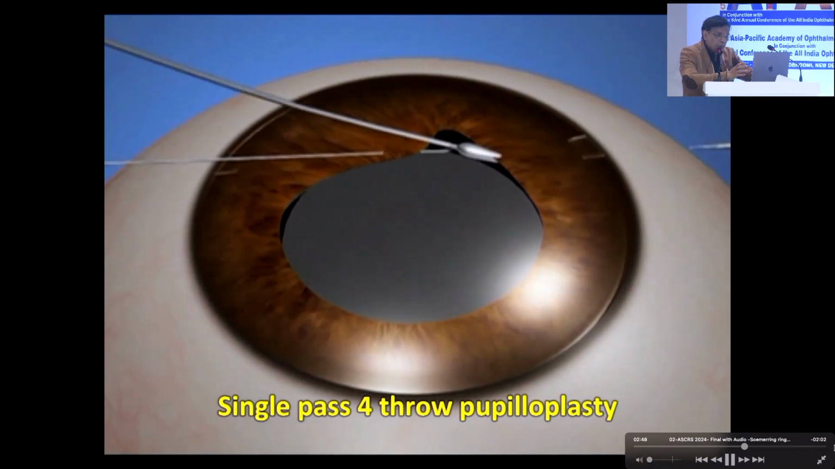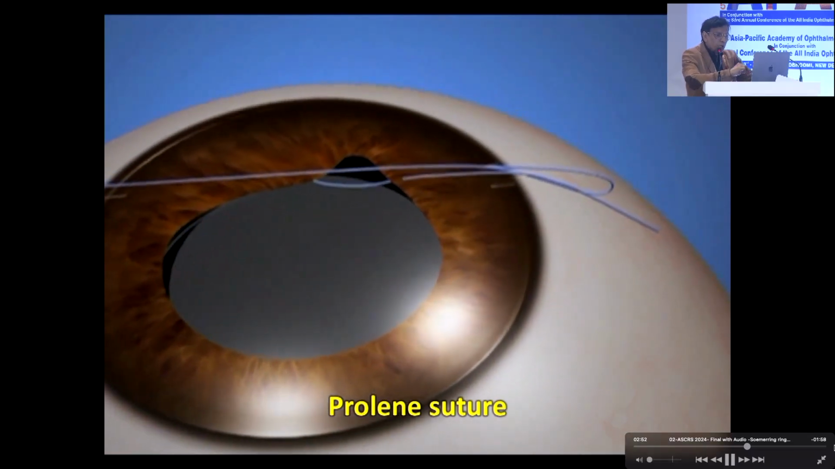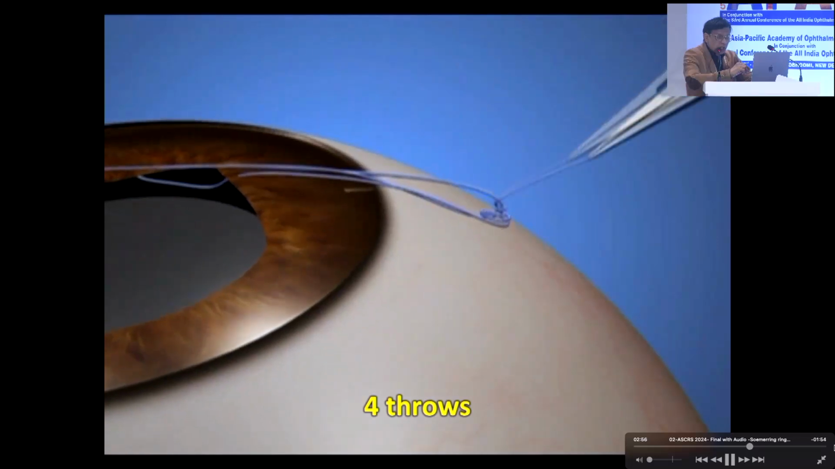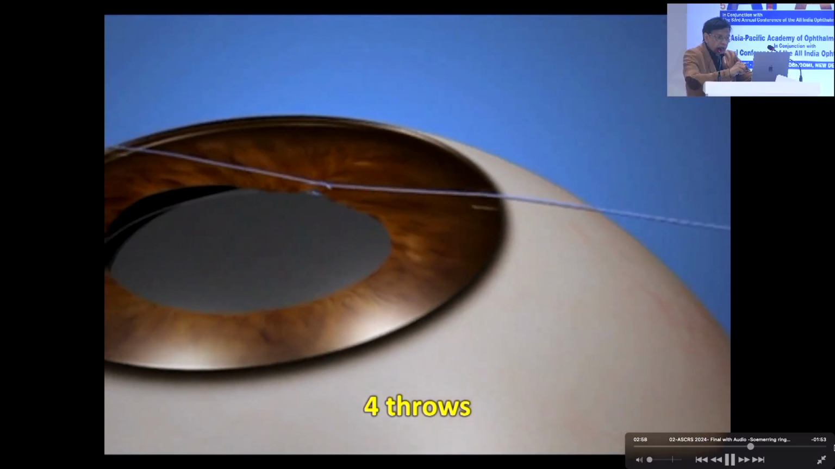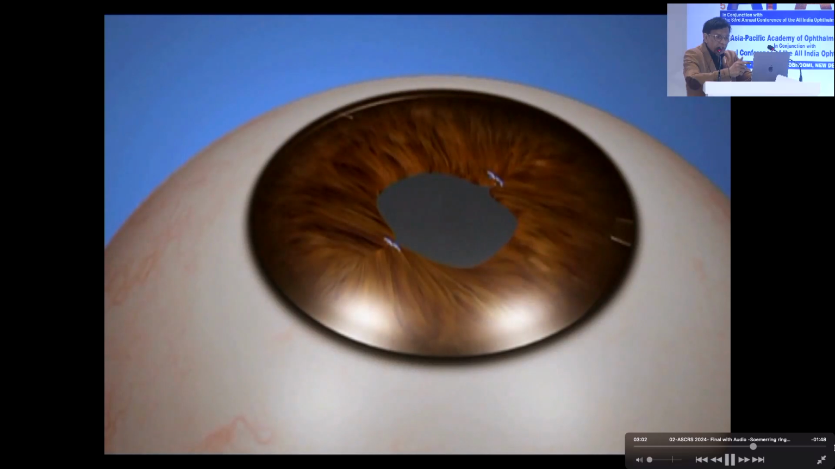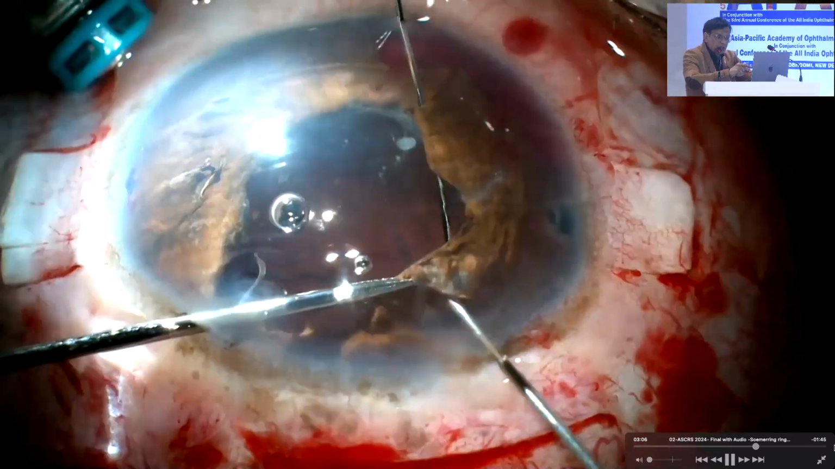And obviously the pupil is dilated. So we wanted to close it up with the four-throw pupilloplasty. Those who haven't done that, it's a very simple technique where you pass the needle straight in from the other side, a 26 or 30 gauge needle, railroad the two, bring it out, four throws, and it's game, set, and match. So here you can see I'm doing this.